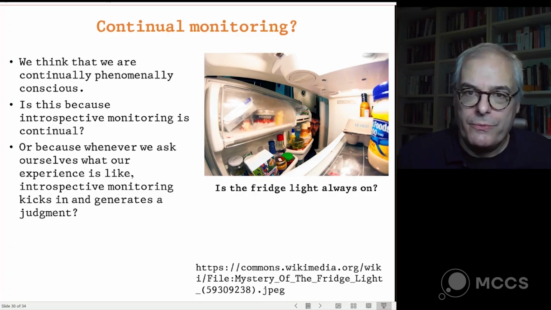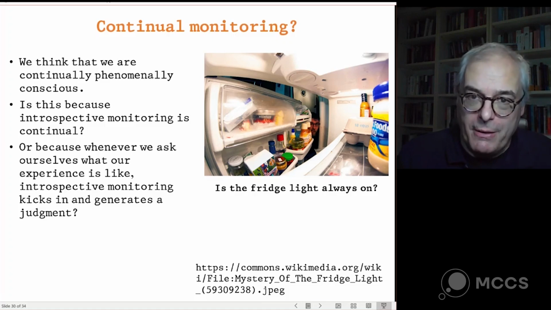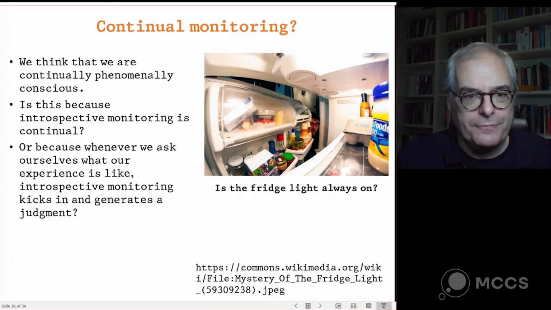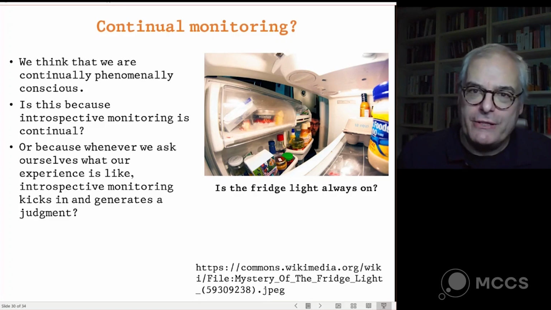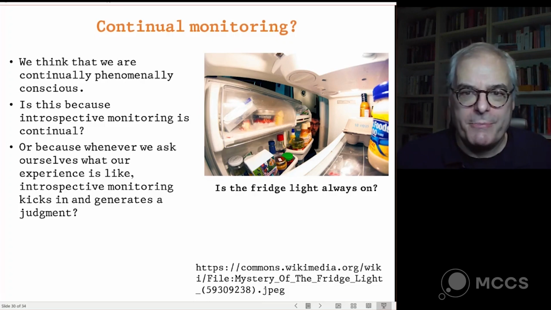So on one view, introspective monitoring is going on all the time. On the other, it's just idling and waiting until we think about our experience and ask ourselves what our experience is like, and then introspection quickly constructs a model and provides an answer. We might compare this to a fridge light. Is the light inside the fridge always on, like the continual monitoring, or does it only come on when we open the door? Does the monitoring only start when we ask ourselves what we're experiencing?